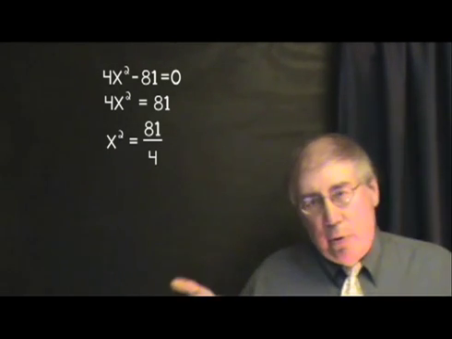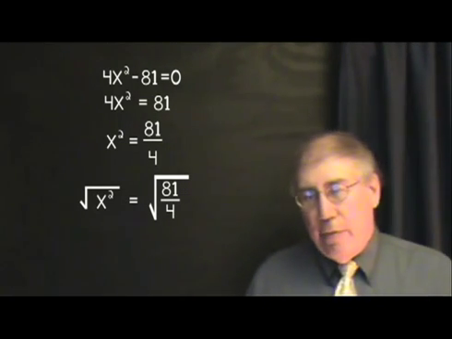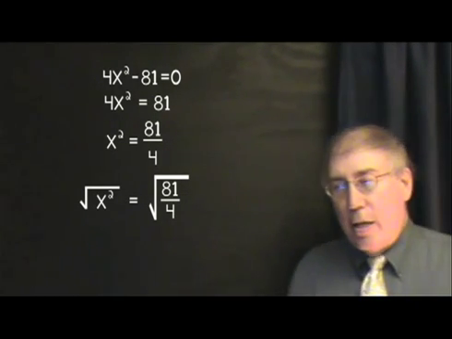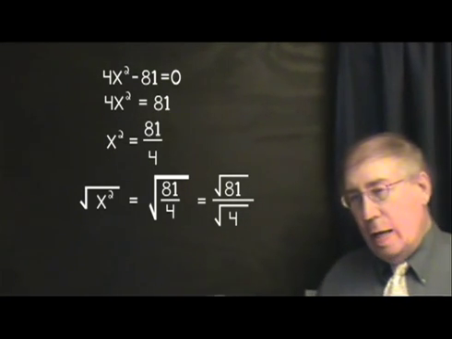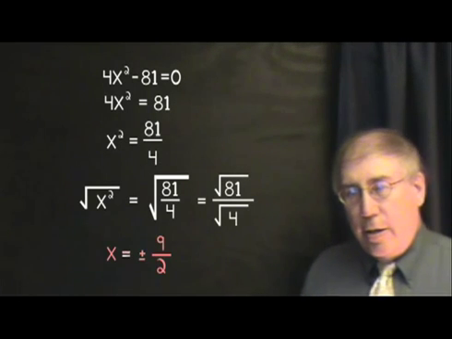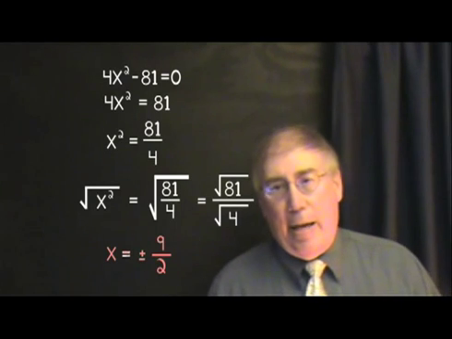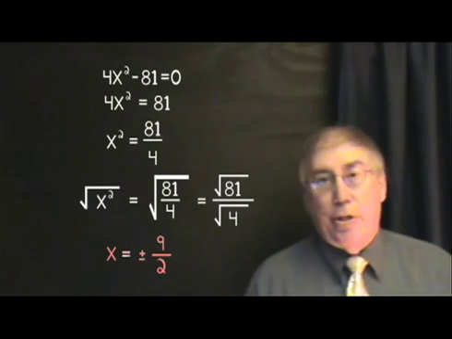We'll take the square root of both sides, and then we'll just get x on the left hand side. And on the right hand side we can take the square root of 81 and the square root of 4 individually. And so in the end here we should get x equals plus or minus 9/2 as our roots.